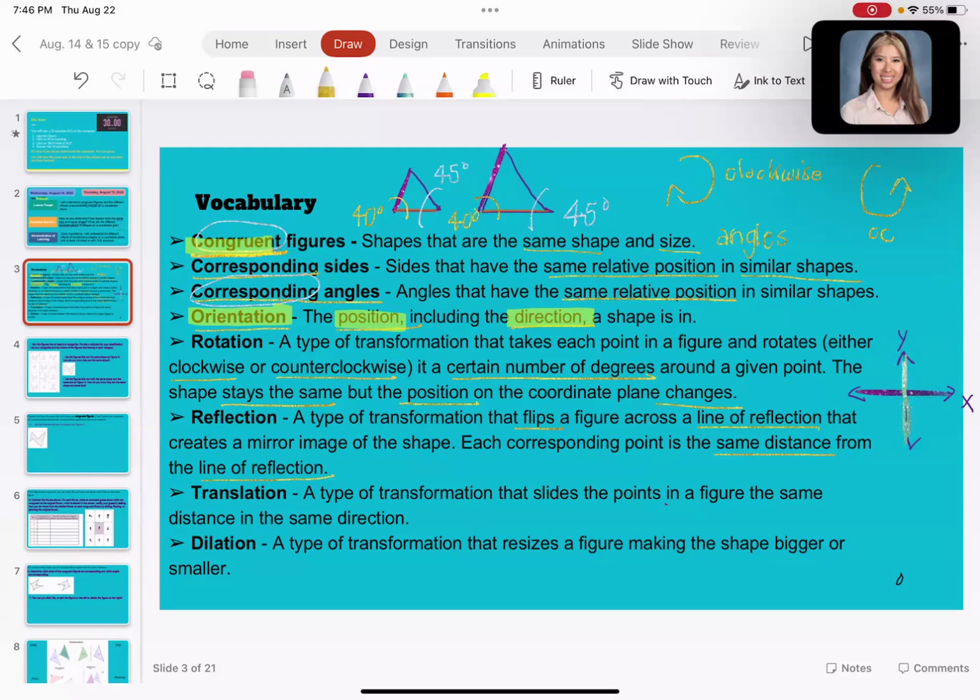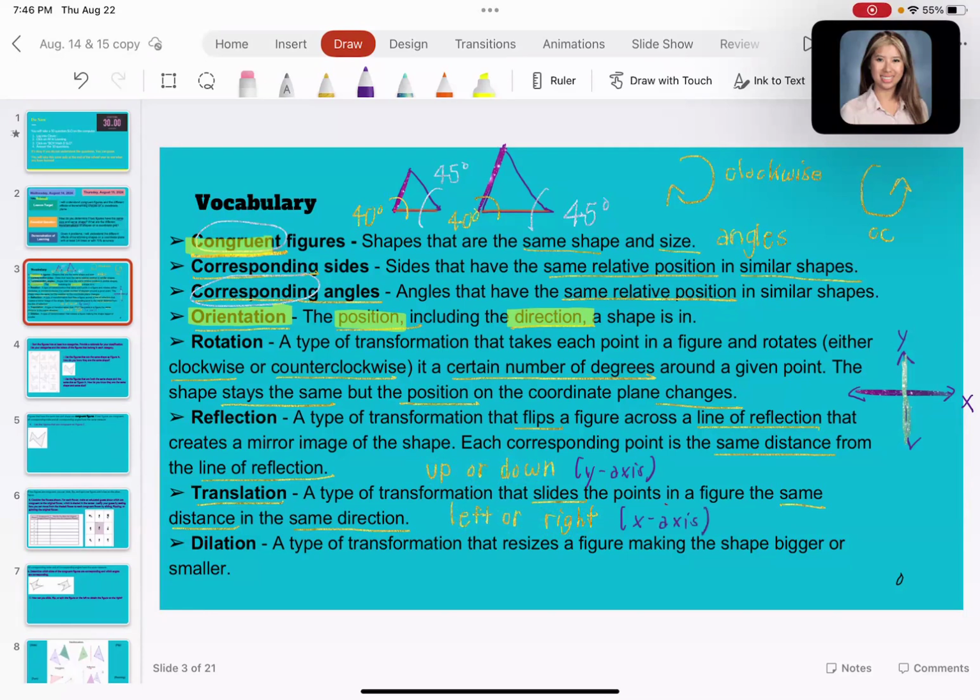Then our next keyword is translation. So translation is a type of transformation that slides the points in a figure the same distance in the same direction. So we know that if it slides across a coordinate plane, that because it's horizontal, it can move horizontal. We know that it can either go up or down, as well as left or right. And if it's going up or down, we know that that's going to be across the y-axis. And if it's going left or right, we know that's going to be across the x-axis.